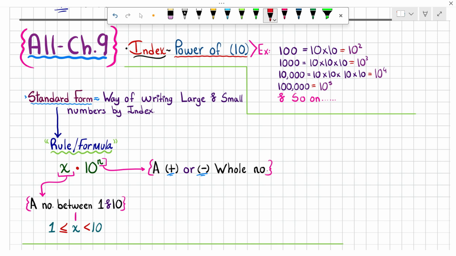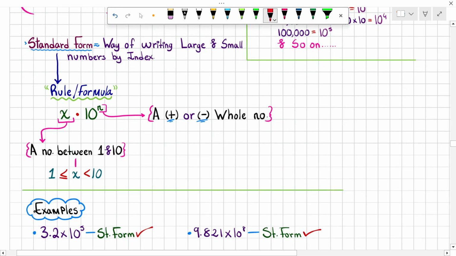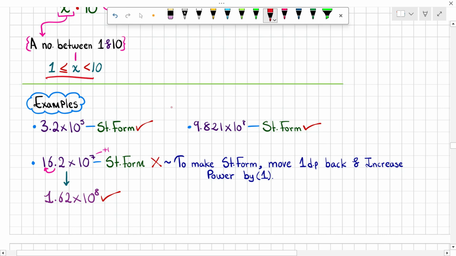Standard form is a way of writing large and small numbers using index, okay, using the power of 10. We have a formula for this, or a rule: x times 10 to the power of n, where x must be a number between 1 and 10, always. n must always be a positive or negative whole number. So for example, 3.2 times 10 to the power of 5: whole number, good. Between 1 and 10, good. It's in standard form.